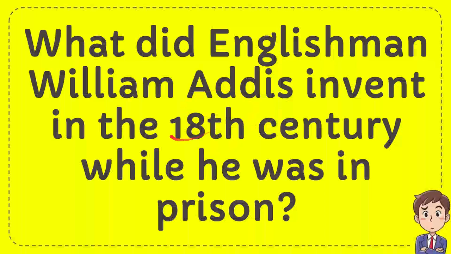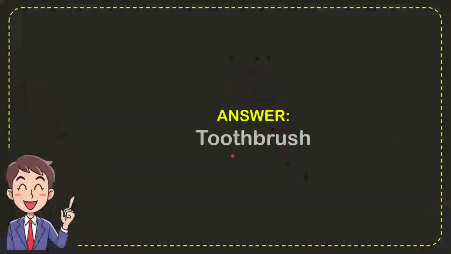In this video, I'm going to give you an answer for a question. The question is, what did Englishman William Addis invent in the 18th century while he was in prison? Now, I'll give you the answer for the question, and the correct answer is toothbrush. So that's your answer for the question: toothbrush.